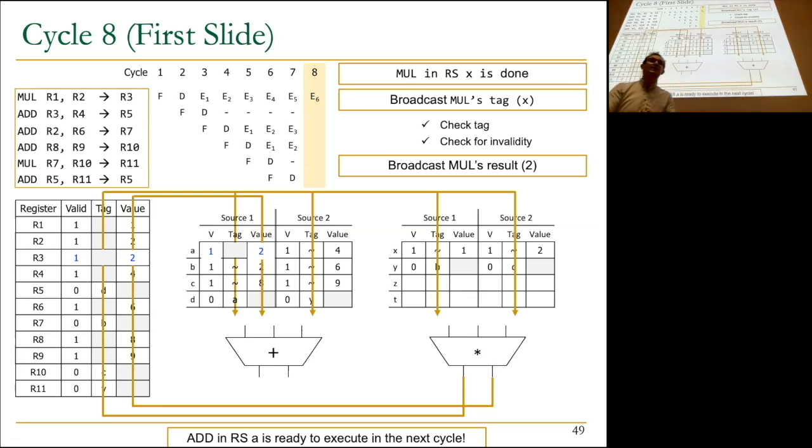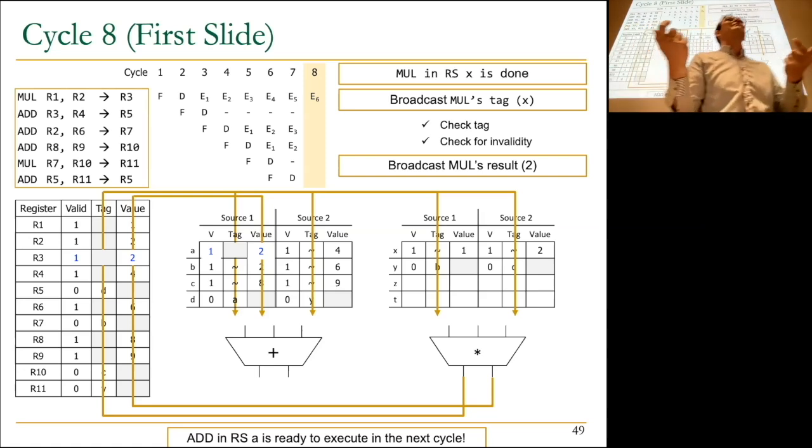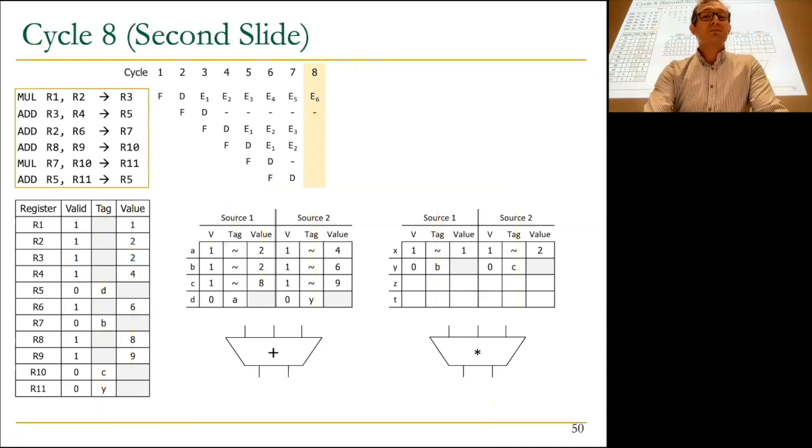This is also how we communicate the dependence. So we're communicating two things at the same time. Dependent instruction, you can execute, and the value, here's your value. Okay? But that's not all.